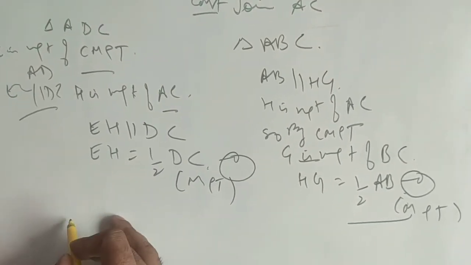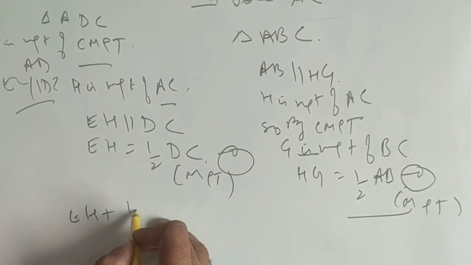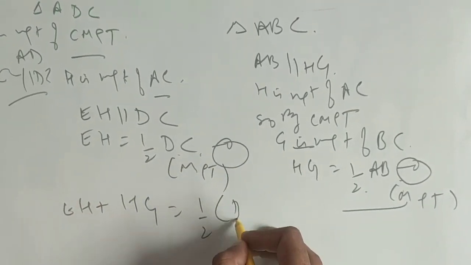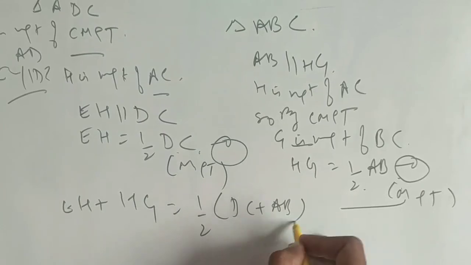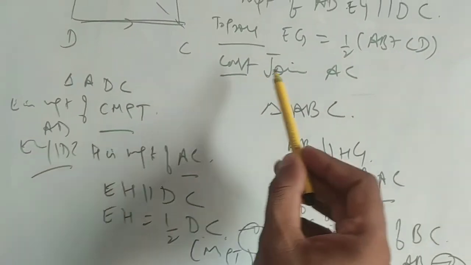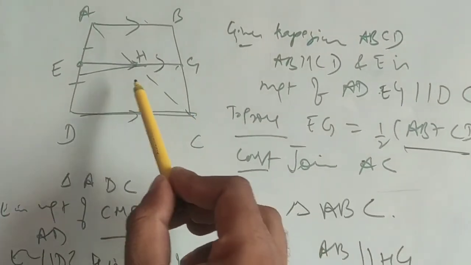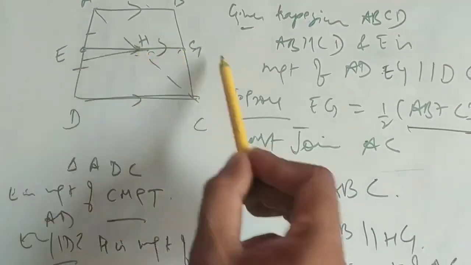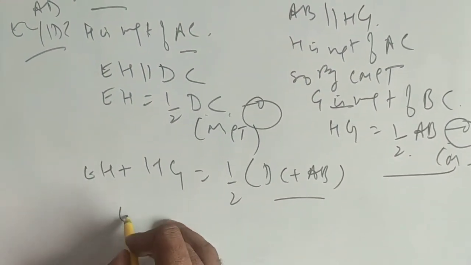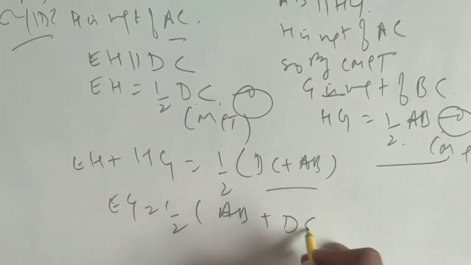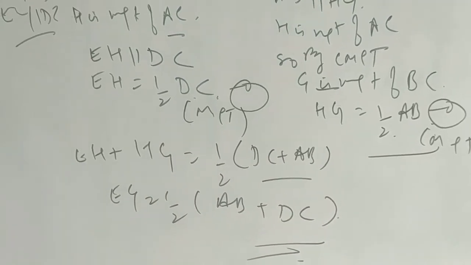So now if we add them, EH plus HG, these two equations we are adding, 1 by 2 is common. So this is DC plus AB. We need to prove DC plus AB, and here we have EH plus HG. Now in the figure, EH plus HG means EG. So therefore we have EG is equal to half of AB plus DC. This was to be proved.